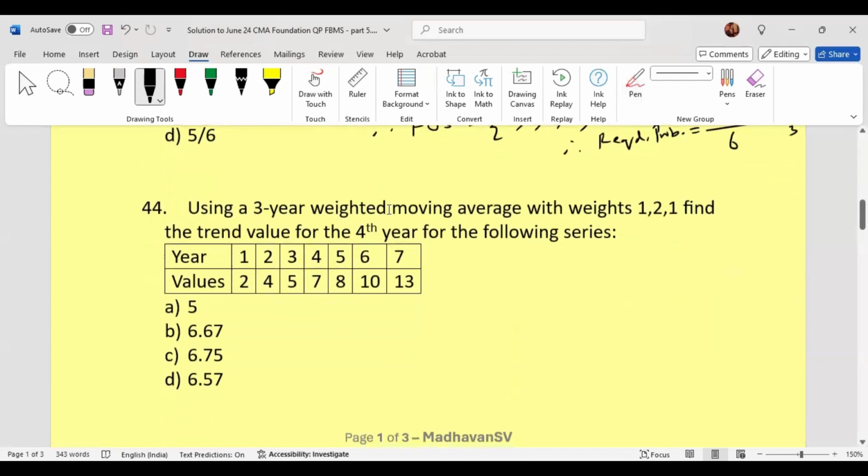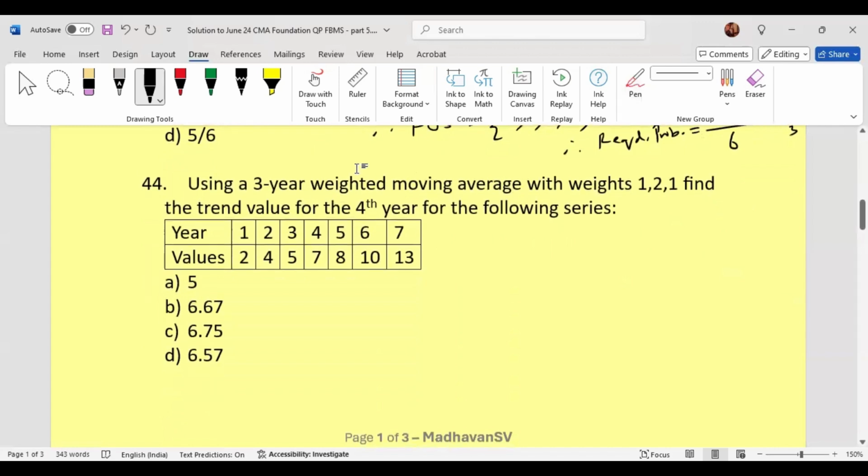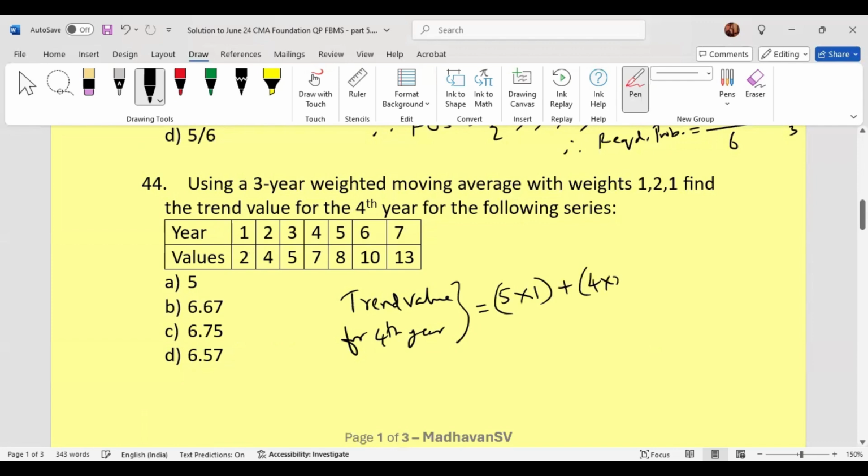Next question. Using a 3-year weighted moving average with weights 1, 2, and 1, find the trend value for the 4th year. So trend value for the 4th year. See, 4th year means we have to write it against 4th year. So the previous year's value is 5 and the weight given for that is 1. The 4th year's weight should be given as 2, so it is 7 into 2.